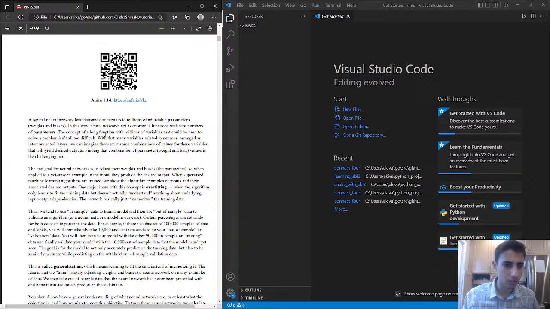The concept of a long function with millions of variables that could be used to solve a problem isn't all too difficult to understand. It's just a very big function with a ton of parameters, and it's doing things with all those parameters. And the best part is you never have to touch those parameters. We're going to build something that will touch them for you. And that thing is very easy to build.